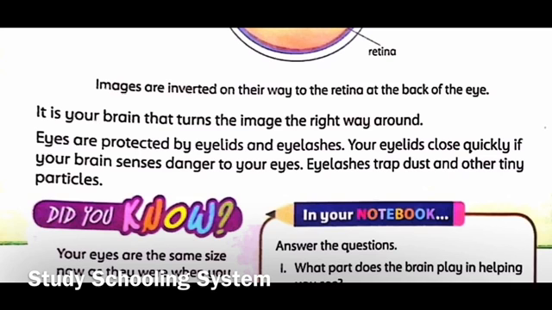Then, eyelashes trap dust and other tiny particles. Every body part has a function. Even tiny hair on our eyes have functions. They make sure to trap dust to make sure that our eyes do not get damaged.